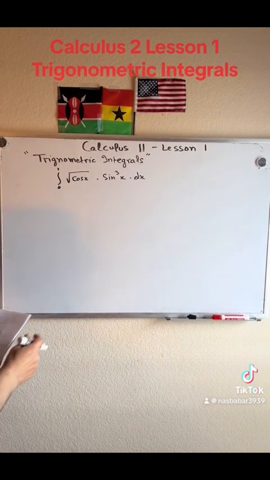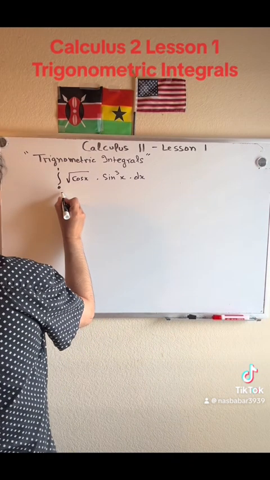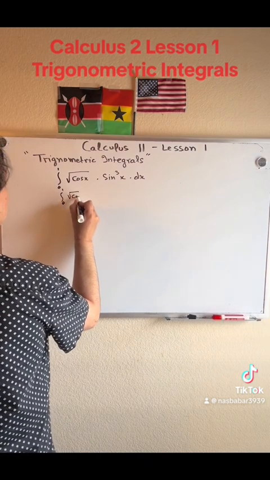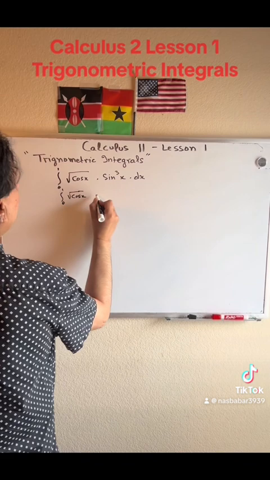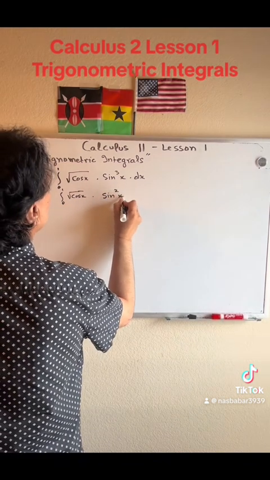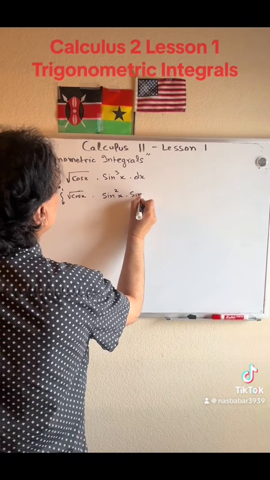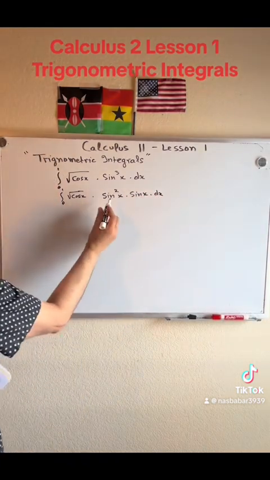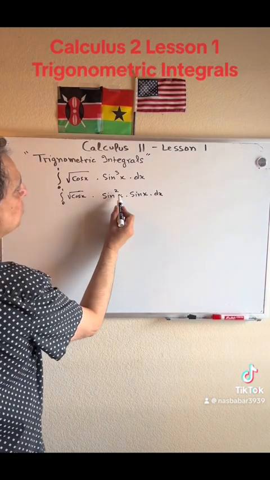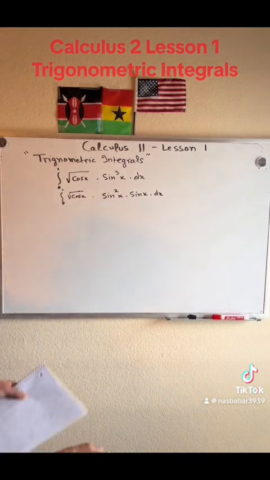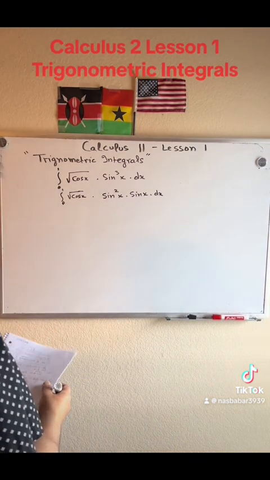All right. So the first thing I would do is I would say, okay, can I write this function as sine square x times sine x dx? It's the same thing because when you multiply sine square x with sine x, you get sine cube x. So fundamentally, it's the same thing.